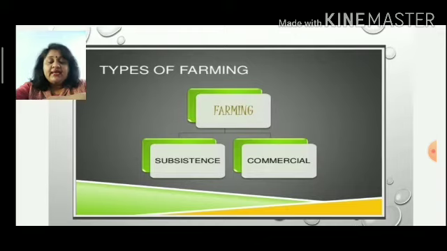Okay, it is again classified into two groups. The very first one is intensive subsistence farming or agriculture. In this, the farmer cultivates a small plot of land, okay, using simple tools and more labor.